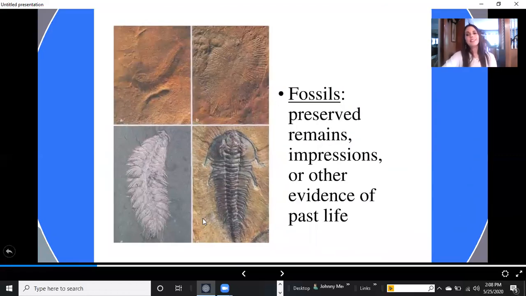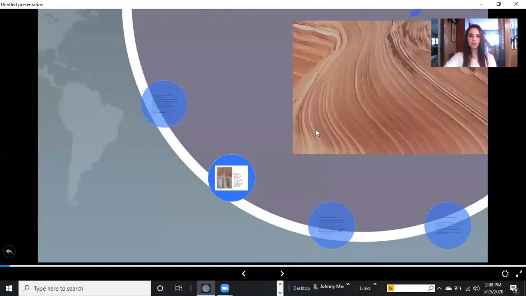A lot of times in sedimentary rocks, we can see fossils. We can see the preserved remains or impressions of other evidence of past life, particularly in our organic rocks such as limestone. So sedimentary rocks are typically where we're going to see fossils preserved.